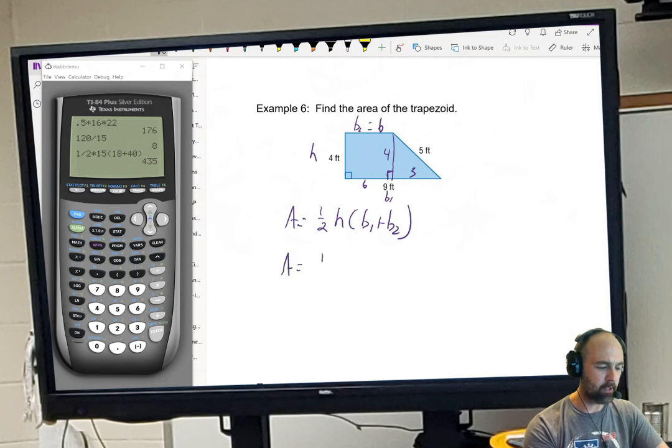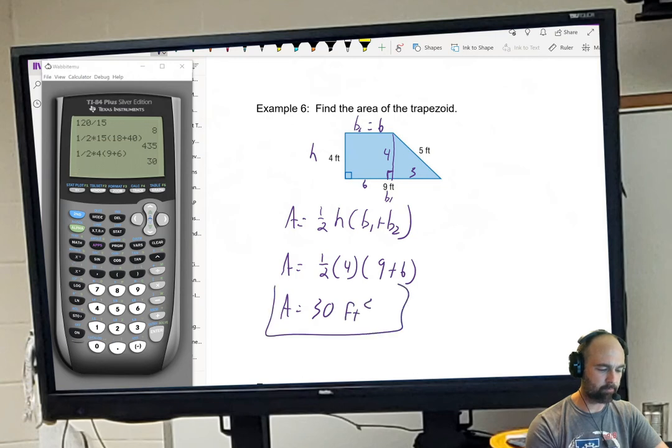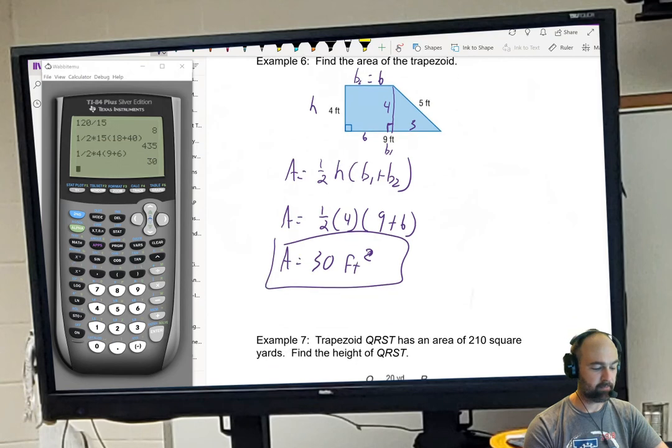So area is 1/2 times 4 times 9 plus 6. And my area equals 30 feet squared. Simple enough.